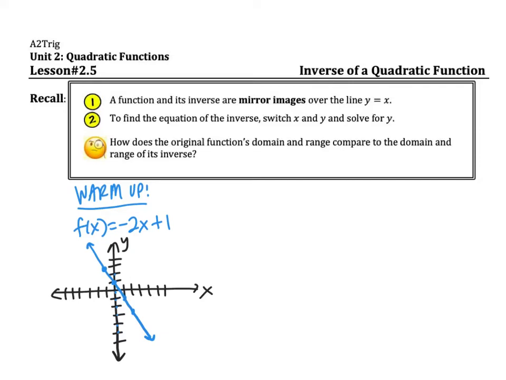All right, hi everyone, it's Mrs. Leopold here again. I'm going to take you through lesson 2.5, which you can see here from the title is all about the inverse of a quadratic function.